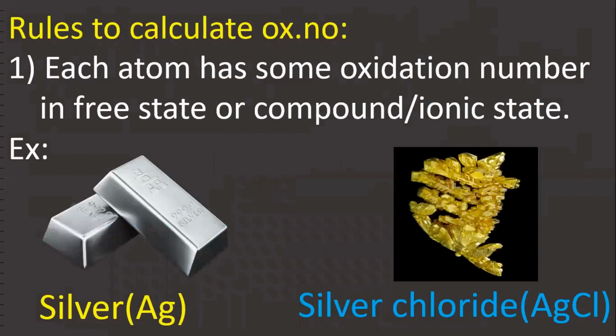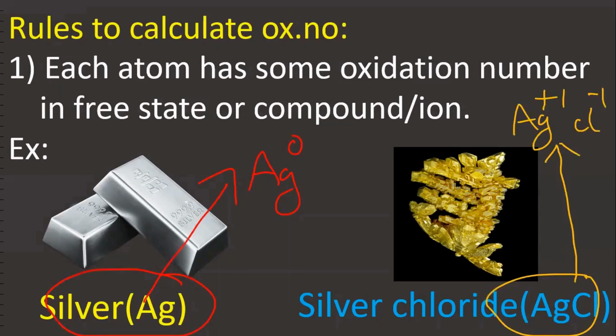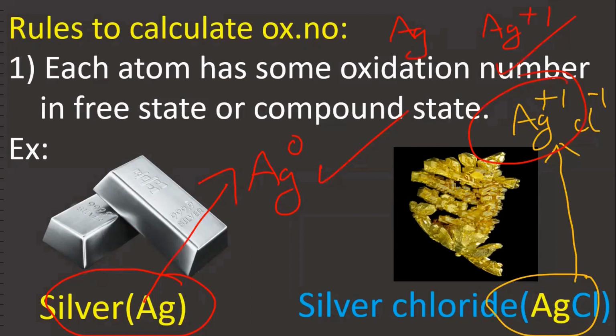Rules to calculate oxidation number. Each atom has some oxidation number in the free state or compound state or ionic state. Observe these 2 examples, silver and silver chloride. Silver is an element which is in free state. Silver chloride is a compound. When you compare, the oxidation numbers are different. Silver shows 0 oxidation state, but silver in silver chloride shows +1 oxidation state.